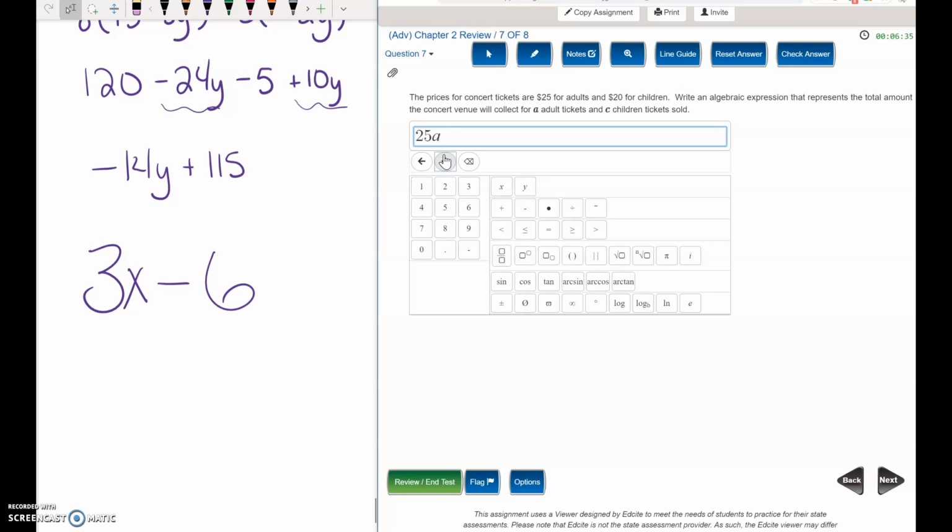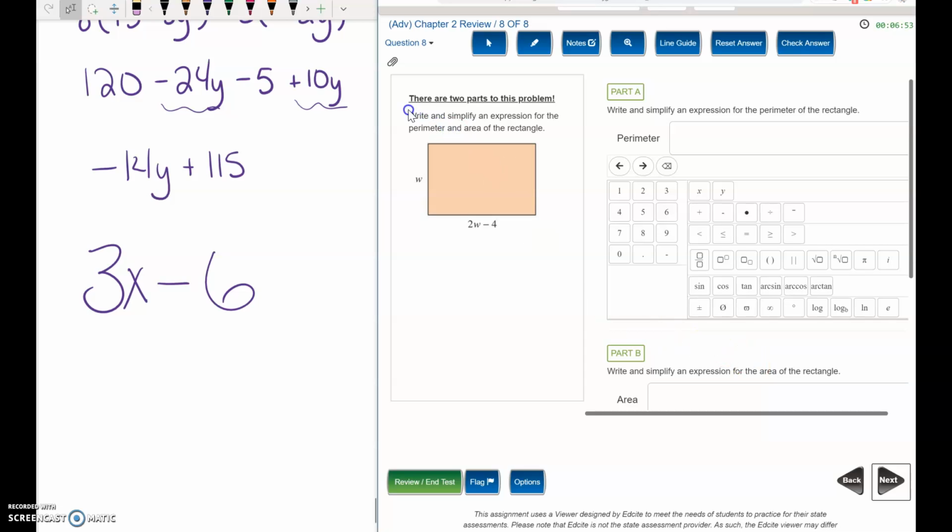$25 times the number of adult tickets will tell you how much money they collect for adults. Add to that $20 times the number of children's tickets, and that will give you the total amount of money that is collected for those tickets.